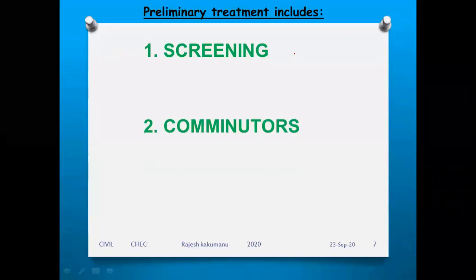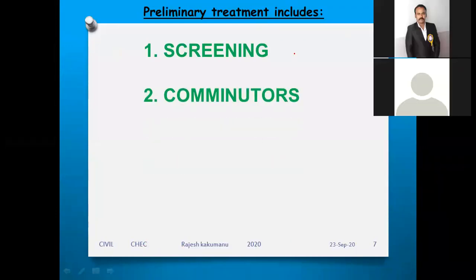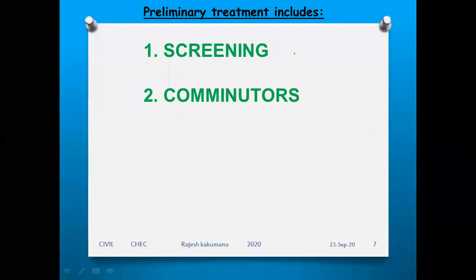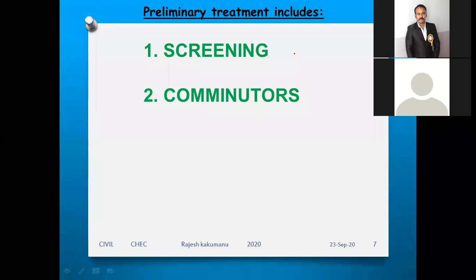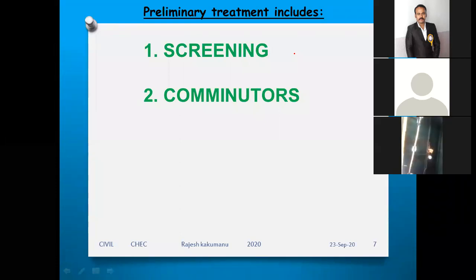Next, the second one is comminutors. The comminutors are devices having big rollers. Just think of a comminutor like a sugar extraction machine. These big rollers have teeth, and they crush the solid particles, converting them into a powder form, where they can be easily removed from the wastewater.